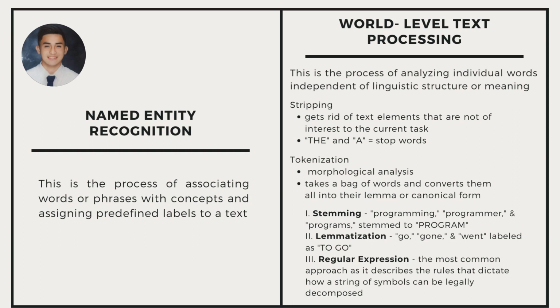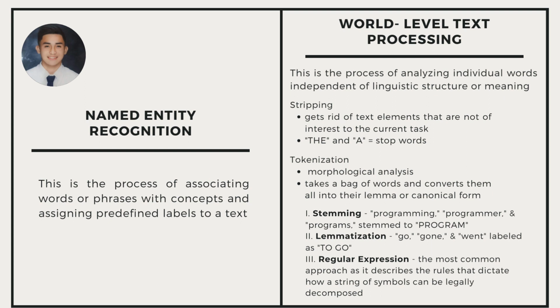The next one would be word level text processing, which is a process of analyzing individual words independent of linguistic structure or meaning. This comes with two steps, namely stripping and tokenization. Stripping gets rid of text elements that are not of interest to the current task, such as the words "the" and "a", which are known as stop words. Errors may occur when words such as vitamin A are compromised.